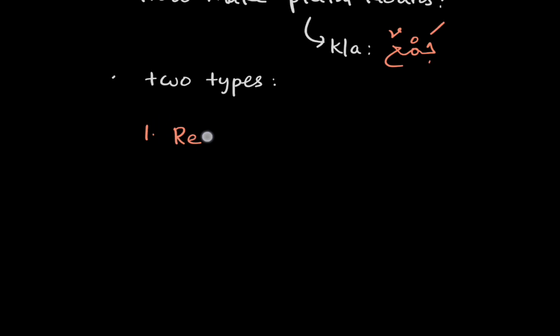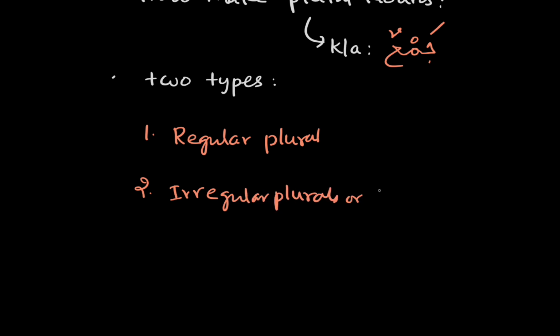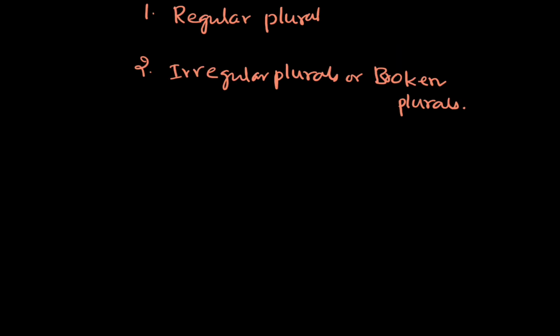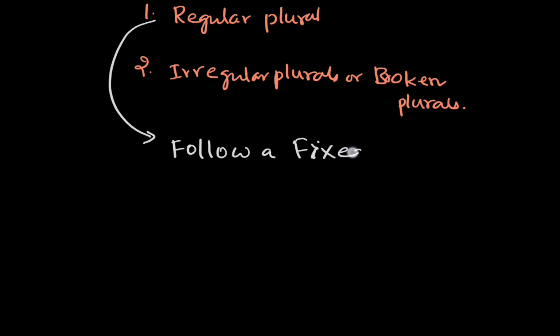So the first one is regular plurals and the second one is the irregular plurals or broken plurals. In this class, we will be learning about the regular plurals. So what are regular plurals? Regular plurals follow a fixed pattern. Regular plurals are also known as al-jam' as-salim.